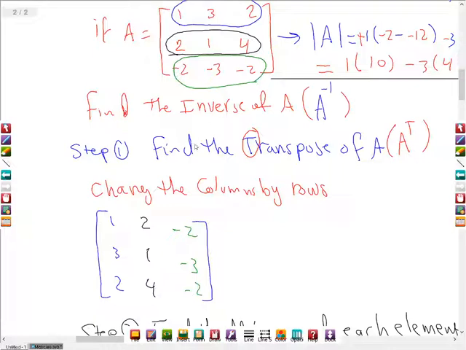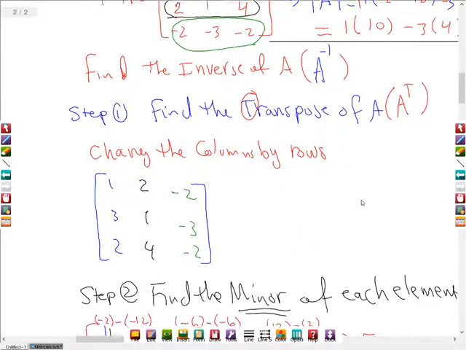Or you can take the column, 1, 2, negative 2. Then 3, 1, negative 3. Then 2, 4, negative 2. Any way you want. Or you can take the row 1, 3, 2 and make it a column, then 2, 1, 4. Okay, good? Let us keep going and see what we're going to do.